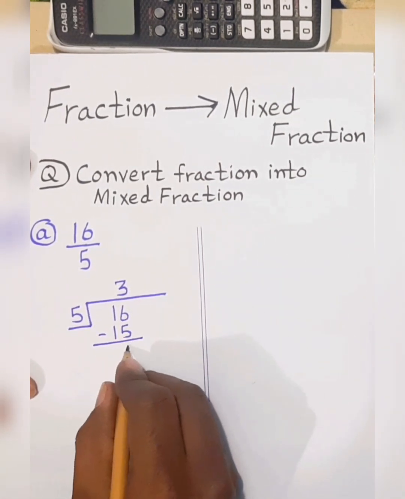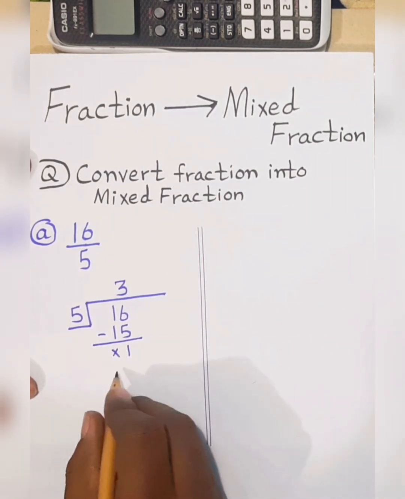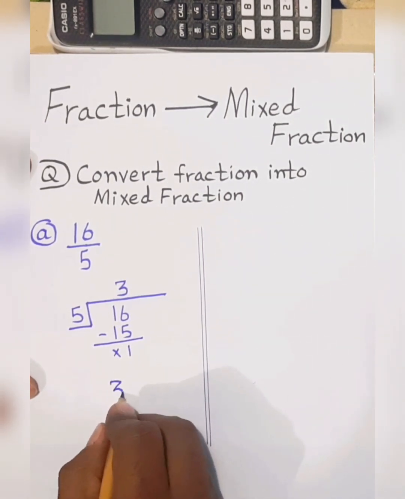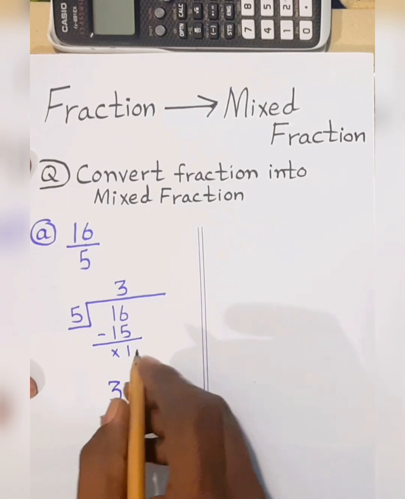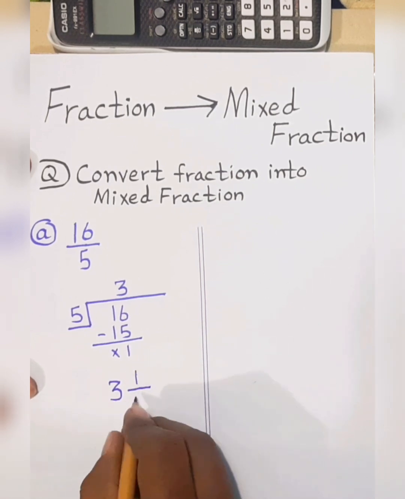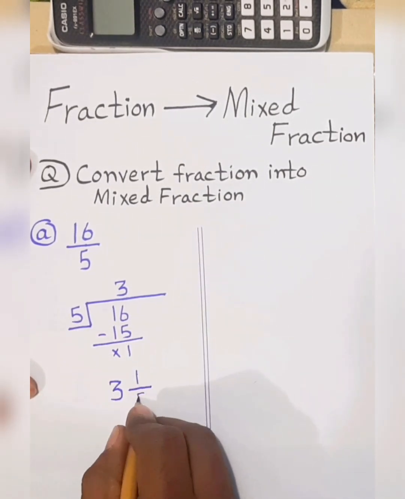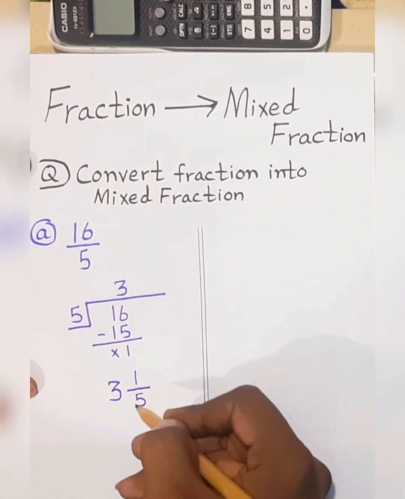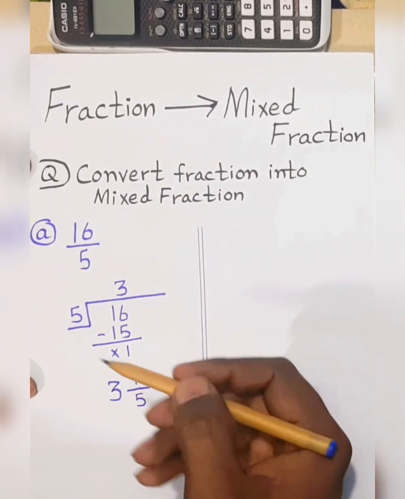What will be the answer? 1. So we have to make the 3 very big. Then there is a fraction line. The remainder should be placed here and the divisor should be placed here. So we convert the fraction into a mixed fraction.